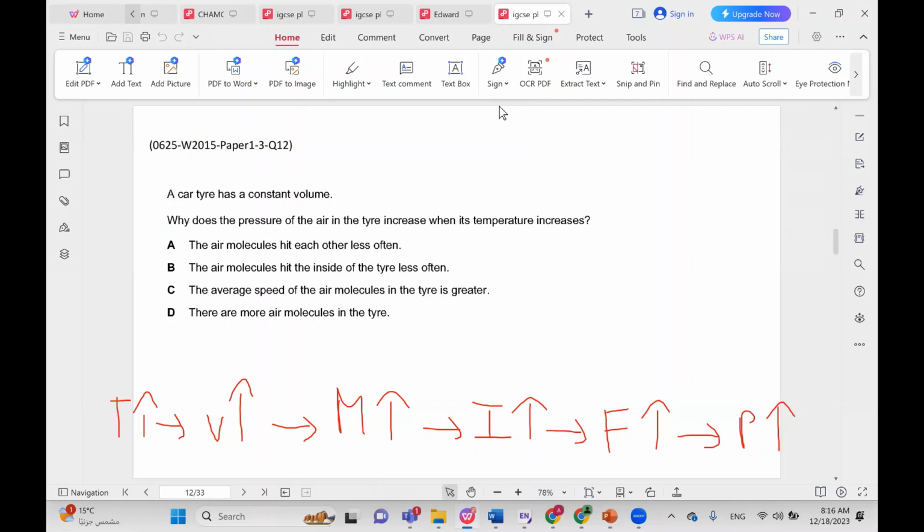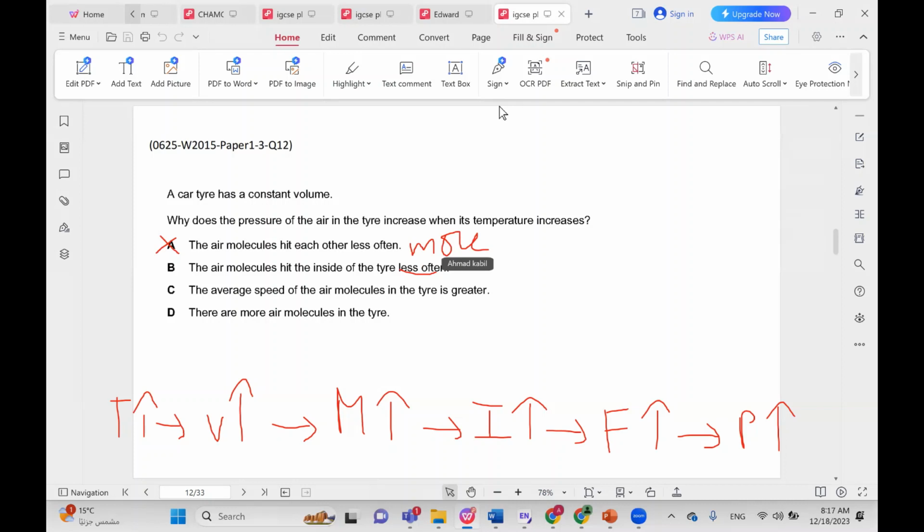For the purpose of this question, A and B, of course, are wrong. A is completely irrelevant anyway. We don't care about the molecules hitting each other. We care about the molecules hitting the walls of the container. And B is wrong because it should have been more often, not less often.